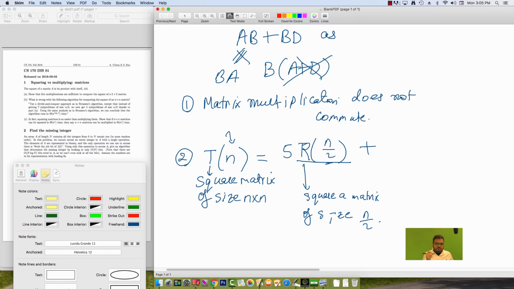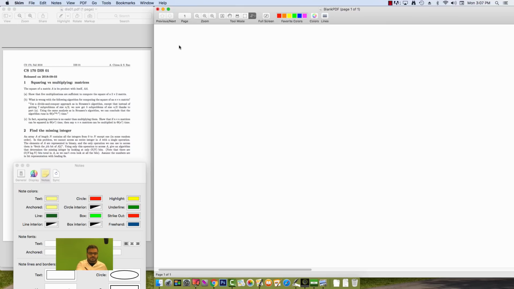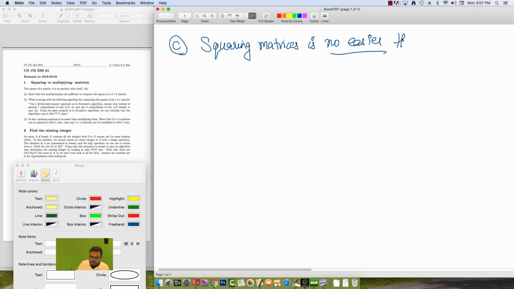Okay, now that we had that, let's move on to part C. All right, now moving on to part C of this problem. Part C says, in fact, squaring matrices, so let's write it down. Squaring matrices is no easier than multiplying them.